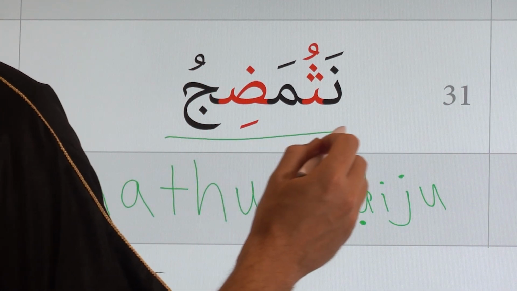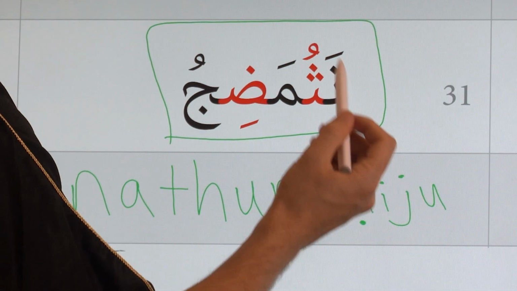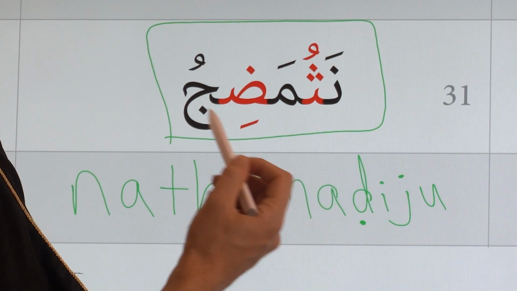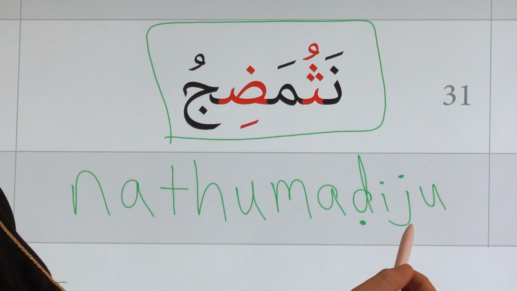So finally, if we pronounce all of these letters and harakat together, we would say Na, Thu, Ma, Li, Ju.